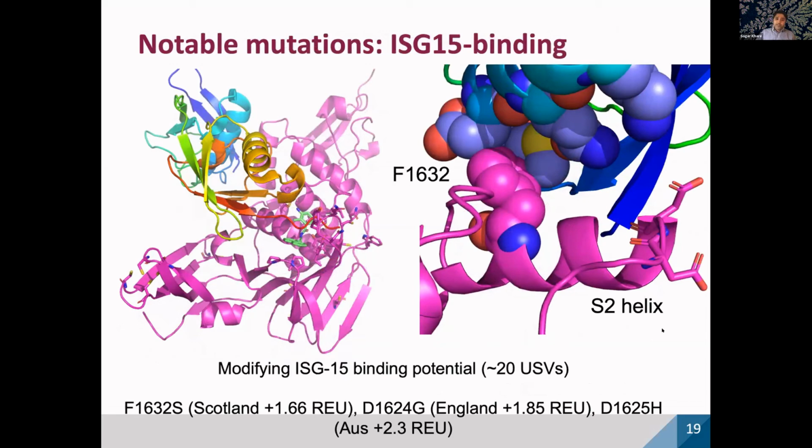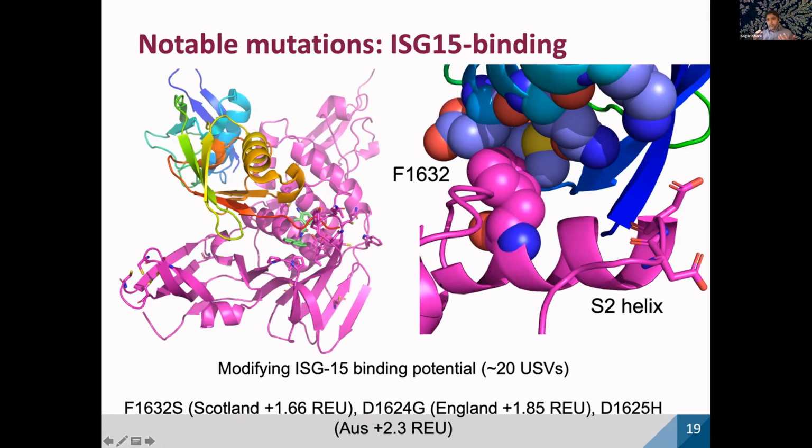There are several mutations. There are about 20 USVs that occur in the key S2 helix that I told you about, which is at the interface with ISG15. And some of these are listed here. I would just like to point out one of them, which is F1632S, where this phenylalanine in the S2 helix nestles into this nice hydrophobic cavity on ISG15. And this particular mutation, which in the apo state, remember, is found to be mildly destabilizing, may have different ISG15 binding properties, and some of these others as well.